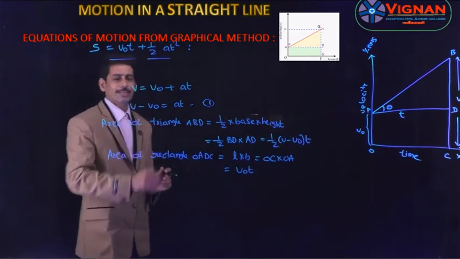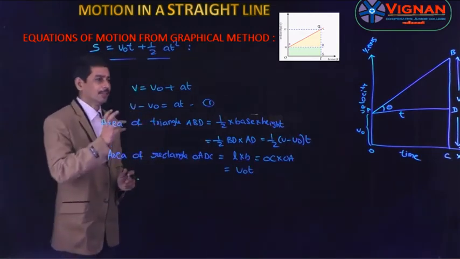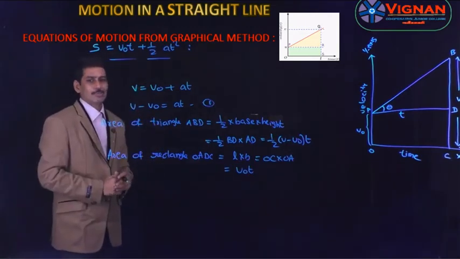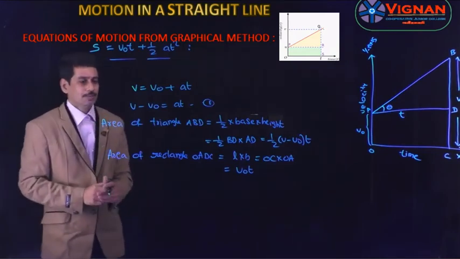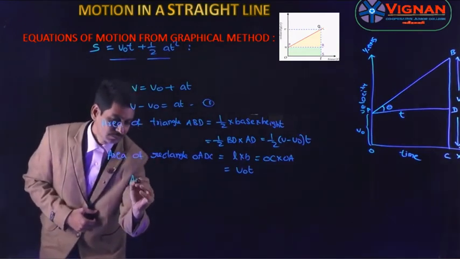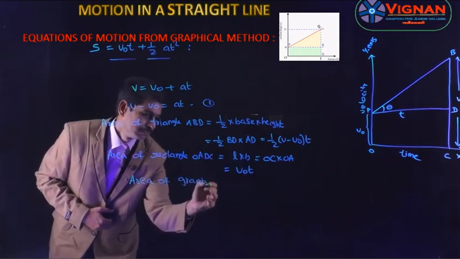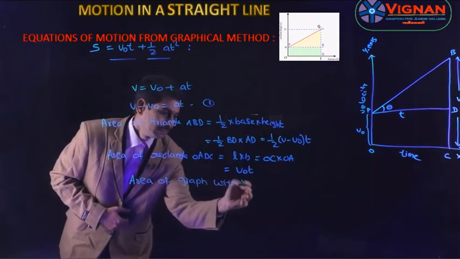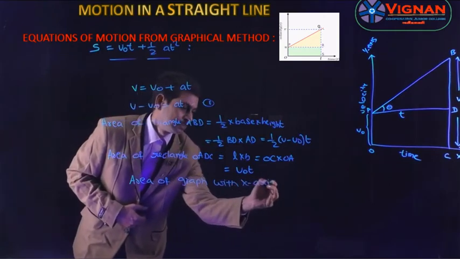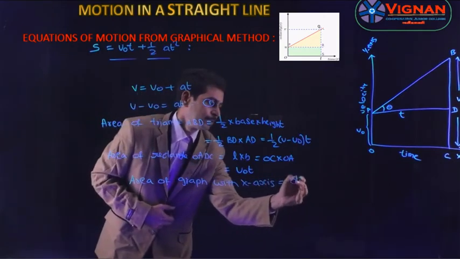So why are we finding area? Area of the graph with the x-axis gives the displacement. So the area of the graph with the x-axis is nothing but the displacement of the body.